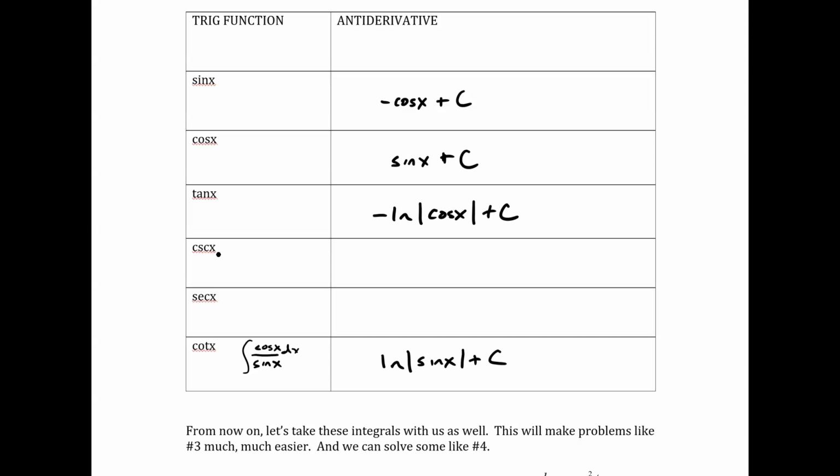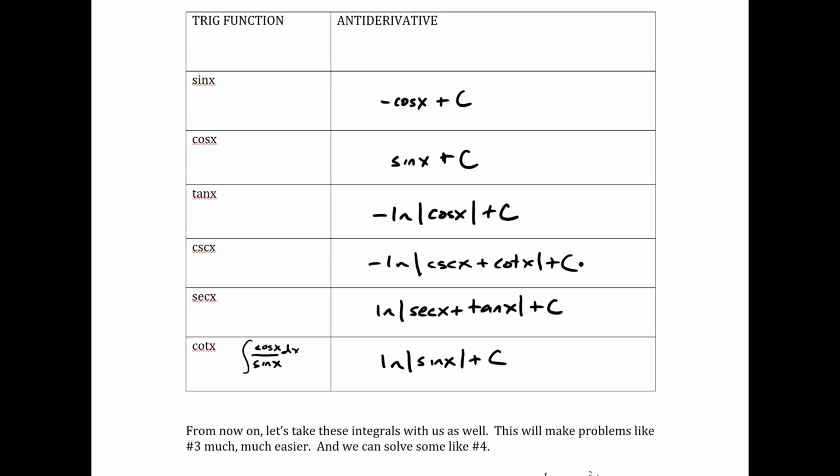Now the antiderivatives for cosecant and secant are a little bit more complex to derive. You can read about it in the ebook if you're interested, but I'm also fine if you just directly use the formulas that I'm going to give you right now. For secant, it's the natural log of the absolute value of secant of x plus tangent of x plus c. And for cosecant, it's very similar. It's negative ln absolute value of cosecant of x plus cotangent of x plus c.